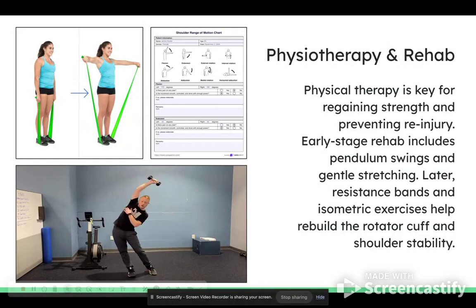Physiotherapy and rehab. Physiotherapy plays a huge role in healing. Early exercises include pendulum swings, which gently move the joint. As healing continues, athletes begin resistance band training, range of motion exercises, and strengthening of the rotator cuff. Eventually, sport-specific training is added to fully restore function and stability.